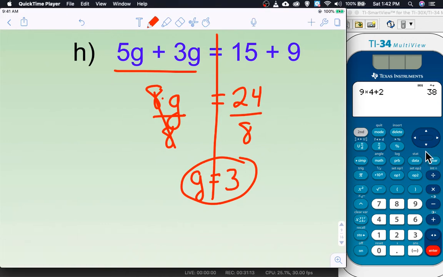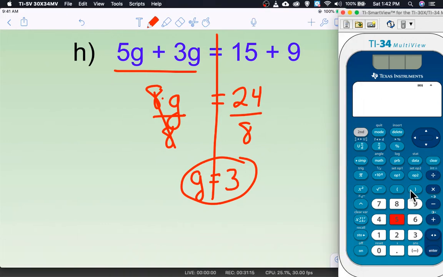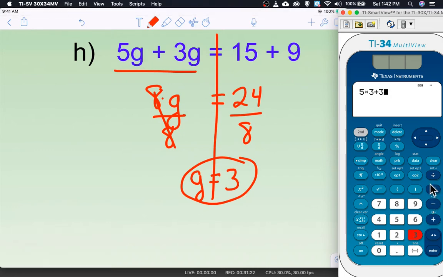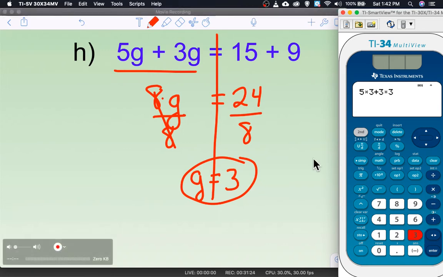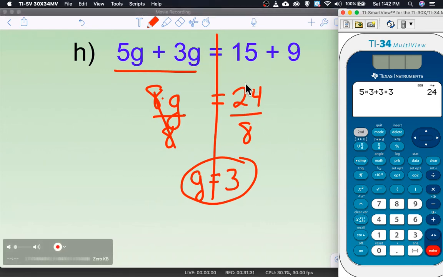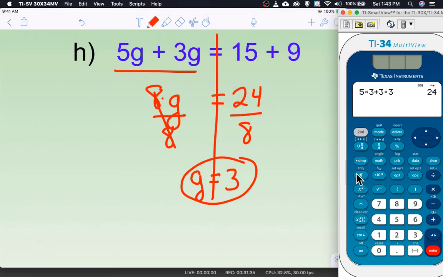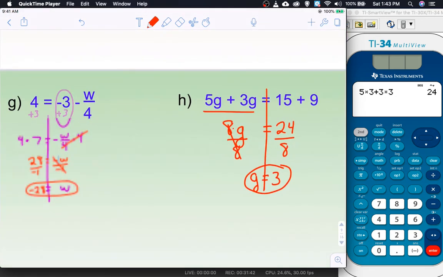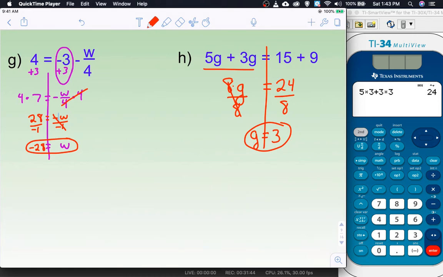I could check this solution. So if I take 5 times 3, because I'm plugging a 3 in for the g, plus 3 times 3, so 5 times 3 plus 3 times 3, when I hit equals, I should get 24, because this 15 plus 9 is 24. So I know my solution is correct. Zoom back out so you can see both of them. You can check your work.